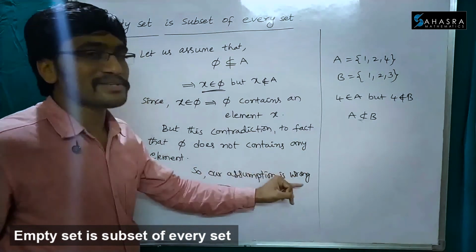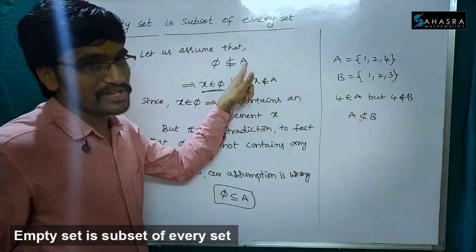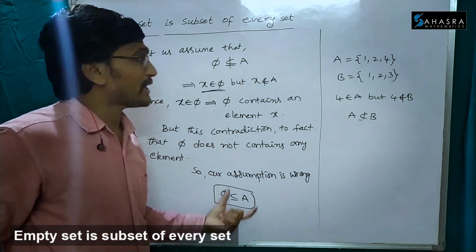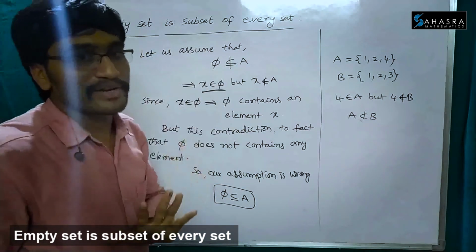So our assumption is wrong. What is our assumption? Phi is not a subset of A is our assumption, which is wrong. Which is wrong means what is correct? Phi is a subset of A. This is a mathematical proof that the empty set is a subset of every set.